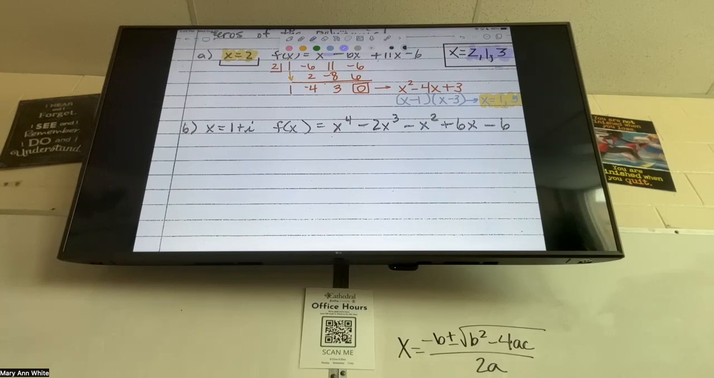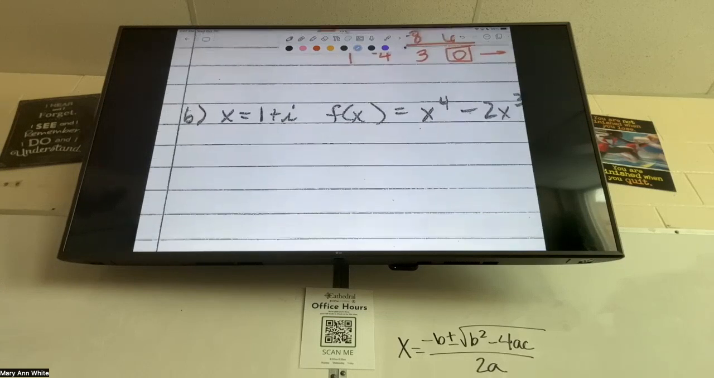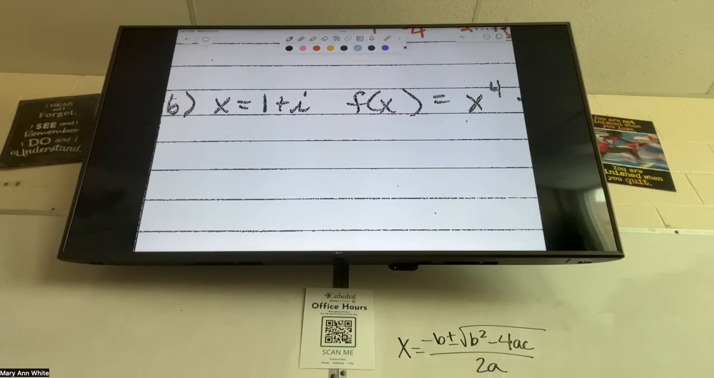We've just been on one this whole time, but it's okay, stay with me. What's my conjugate for this one? 1 plus i is my answer, so what's my conjugate? The way conjugates work is you only change the sign of the i, or the square root; you don't change the sign of the other number.